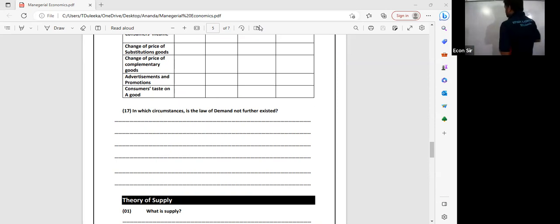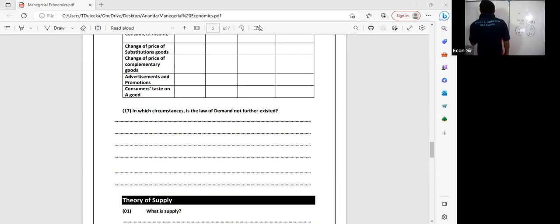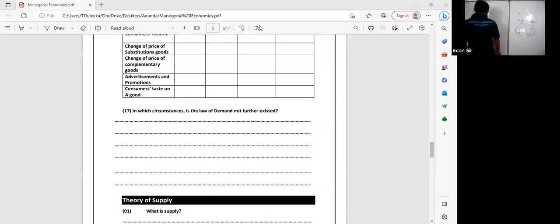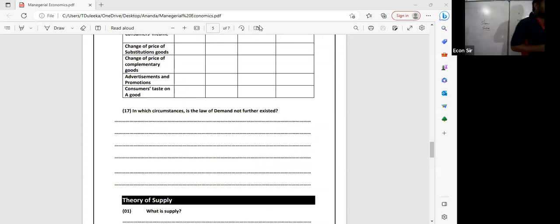Demand for shares. Shares or stocks. Right? I have given three. Now write down the fourth one.